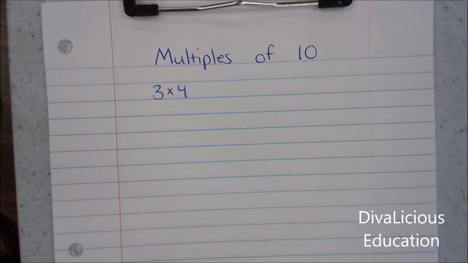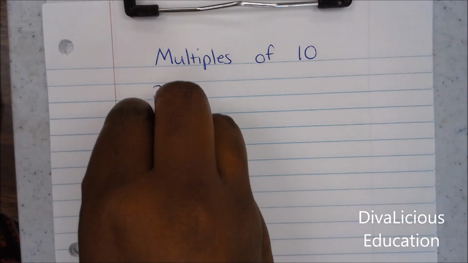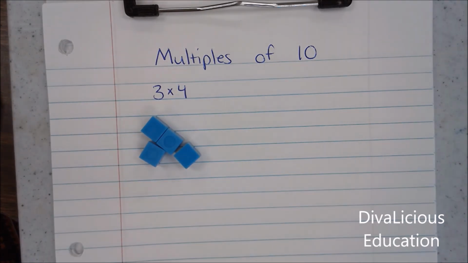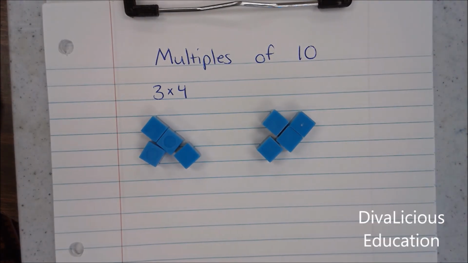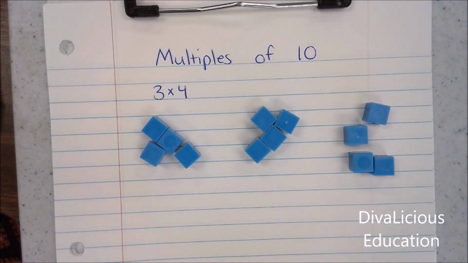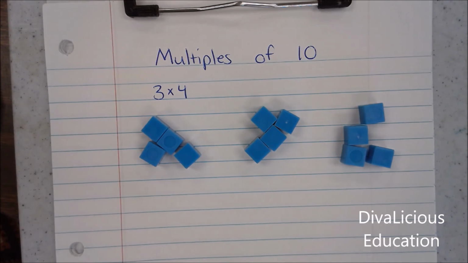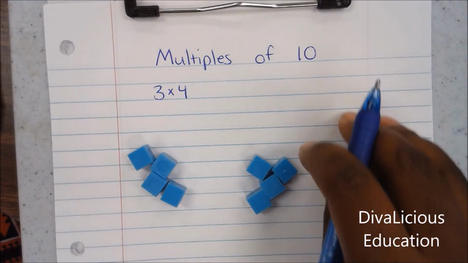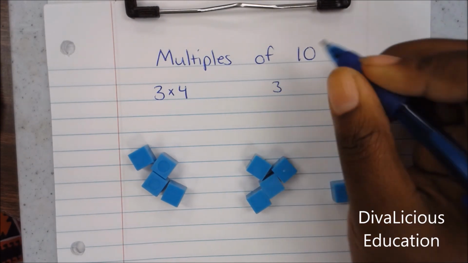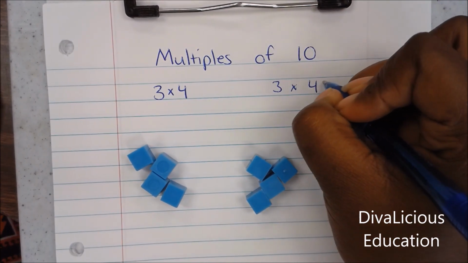So we know that 3 times 4 is 3 groups of 4. So here's my one group of 4, 2 groups of 4, and 3 groups of 4. And we know that 3 times 4 is 4, 8, 12. Awesome. So now, if we understand that, working with multiples of 10 would be, instead of having 3 groups of 4, I might have 3 groups of 40.